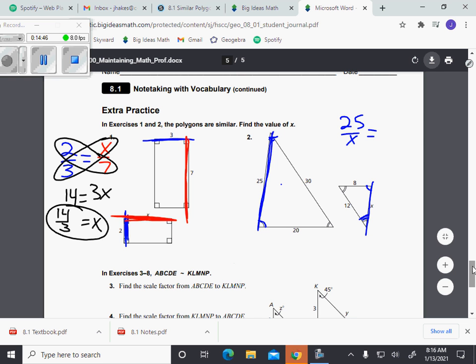then you could do any one of these. We have single angle to double, so 20 over 8. Cross multiply, you get 20x equals 25 times 8, which should be 200. Equals 200. Divide by 20, you should get 10.